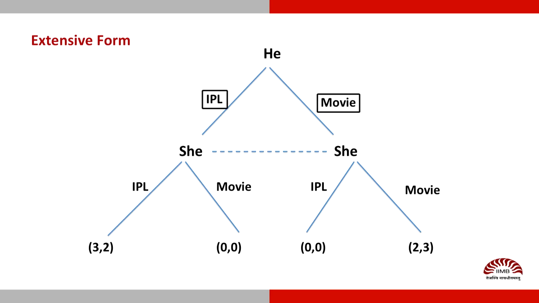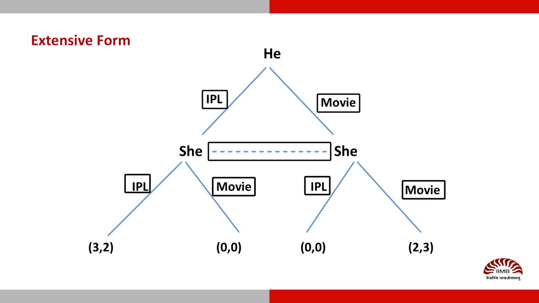We can look at the same game in the extensive form, and actually that will not tell us anything different because it's still a simultaneous move game, but it will show us the interaction in a more interesting manner. In this case, we can again go with he, choosing between IPL and watching movie, and then she gets to choose between IPL and watching movie, except of course they move simultaneously. So, there is a dotted line between the two nodes where she has to make a decision.